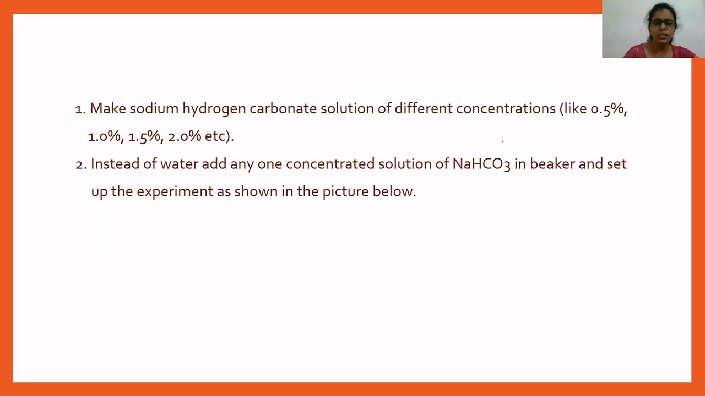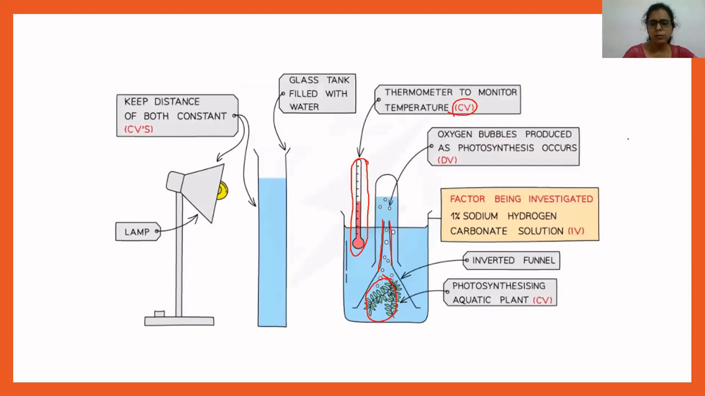So what you can do is, with the sodium hydrogen carbonate solution, first take 0.5% sodium hydrogen carbonate solution, set up this experiment, and keep this entire setup in bright sunlight or in the lamp light. Record your readings for 1 minute, and take your reading at least 3 times. Just check how many oxygen bubbles are produced here in 1 minute.